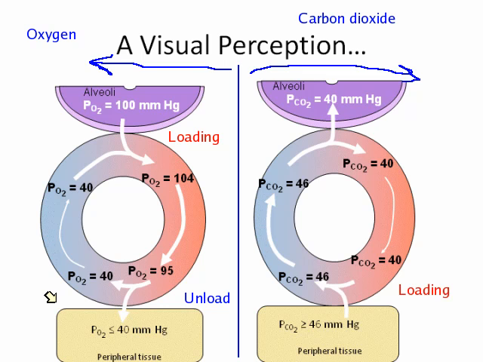So we will be experiencing loading down here, and basically up top the carbon dioxide is going to have a higher pressure within the arterial system and lower pressure within the alveolar space. We have the process of unloading taking place. And so you can see how the two of these work in tandem.